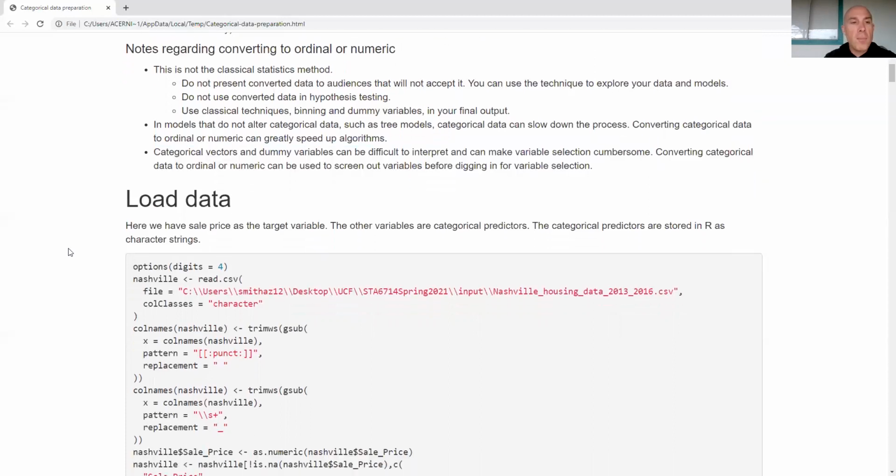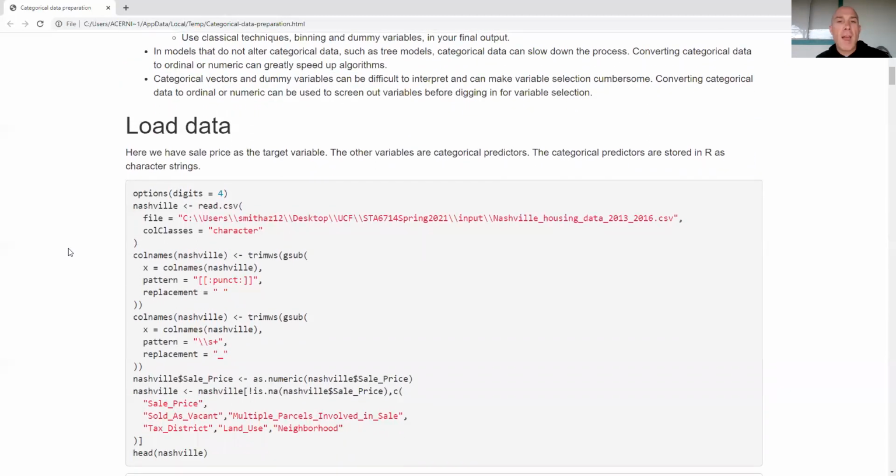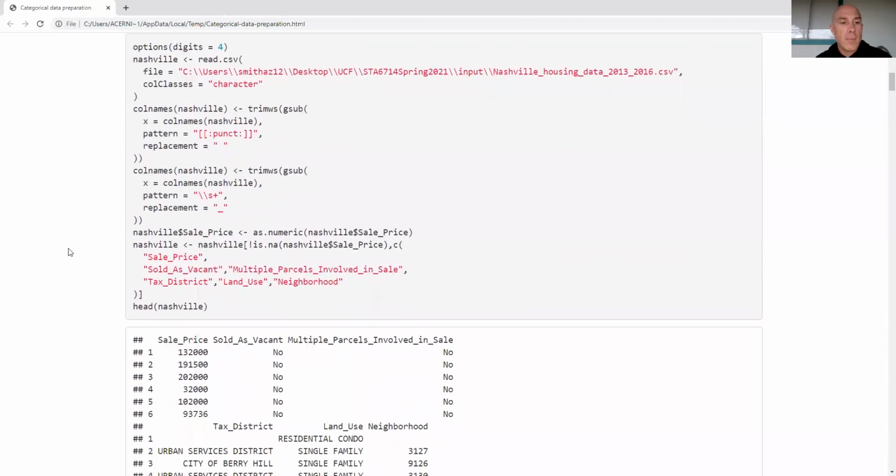All right, so for this example, let's go ahead and load some data. I'm going to use the Nashville housing data set from Kaggle. And I'm going to strip it down to the target variable of sales price. Then I'm going to have 2 binary vectors, and then 3 categorical predictor variables with more than 2 levels. So these 2 have categorical data with 2 levels, and these 3 have more.